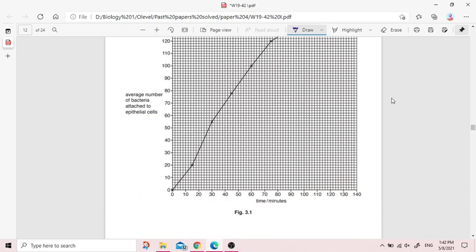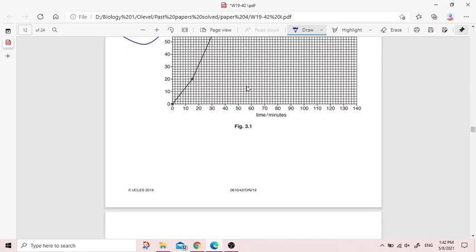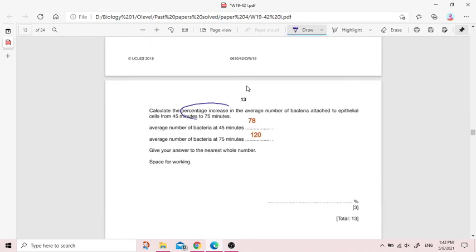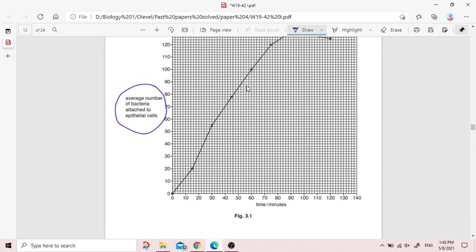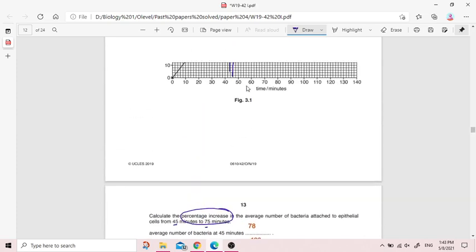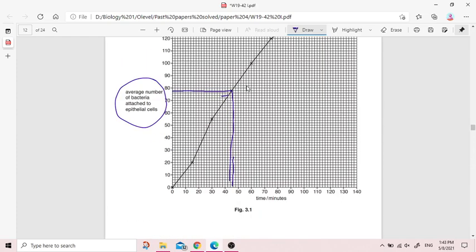طيب, this is the time in minutes, and this is the average number of bacteria attached. The first question, calculate the percentage increase in the average number between 45 and 75. أعمل إيه؟ Number 1, I will determine the number at 45. أجي هنا كده في النص بالظبط، هطلع and then you go like this to determine the number. يبقى up with your ruler طبعا and the 45 and at 75. 75 pin exactly after 2 boxes and a half between the 70 and the 80. Go up with your ruler and then you go like this.